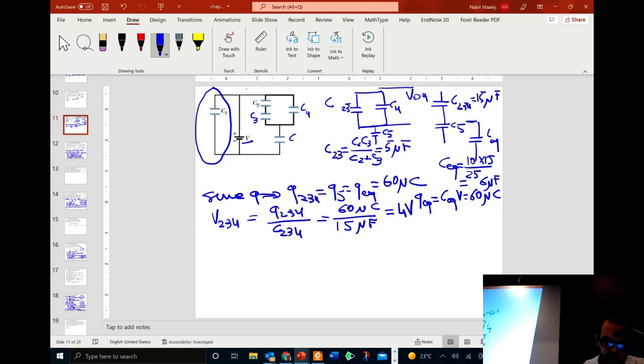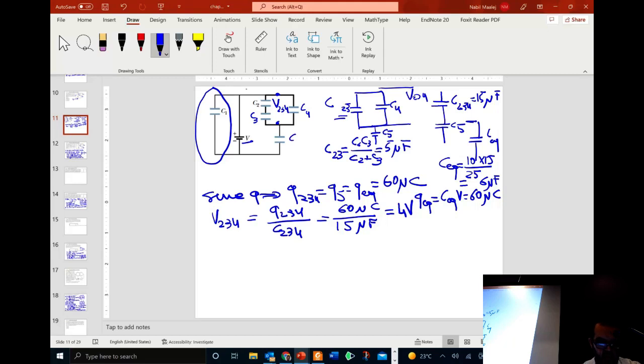So we know the voltage, V234, which is this voltage here. So this is the voltage between here. This is V234. Okay. Now, since I have the voltage, can I determine the charge on C23?